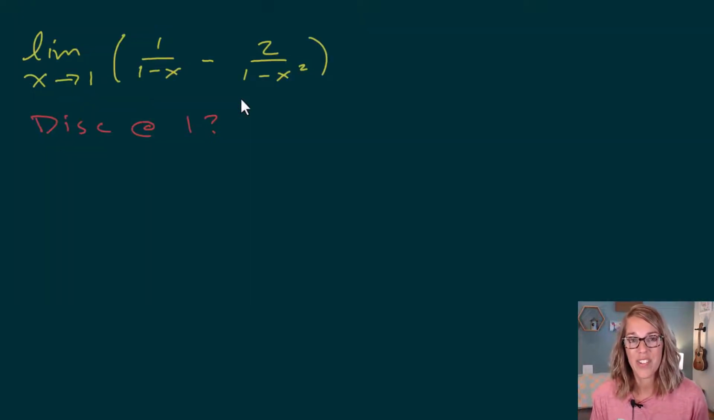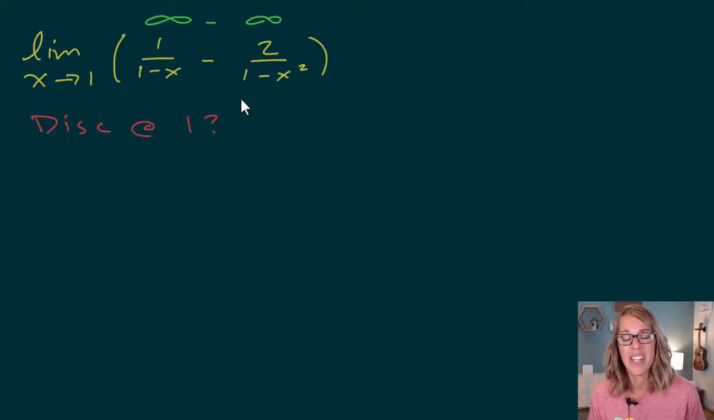So in this one, I actually have a difference of two functions. So I've got the 1 over 1 minus x, which is discontinuous at 1, becomes 1 divided by 0, and 2 also then divided by 0. We end up with this indeterminate form of infinity minus infinity. So we need to do some algebra in order to remove that discontinuity. So is it discontinuous at 1?